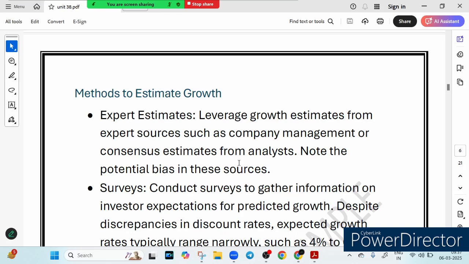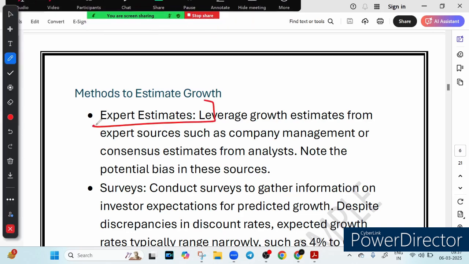So friends, why do we estimate growth? Because when valuing a business we need to estimate how fast its cash flow will grow in the future. But here is the catch, no one has a crystal ball. So we use different methods to make realistic predictions. There are three common methods. The first method is expert estimation. You know what it means?